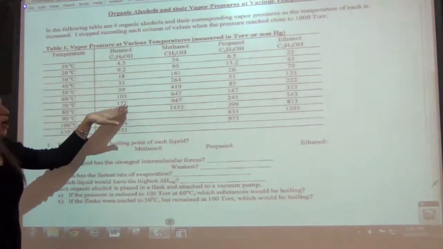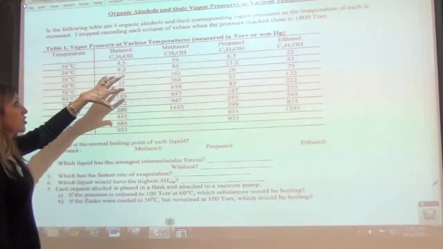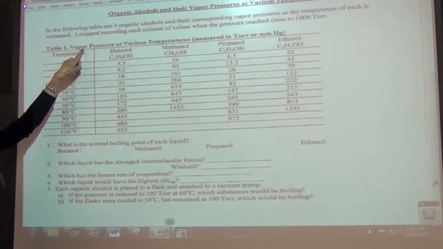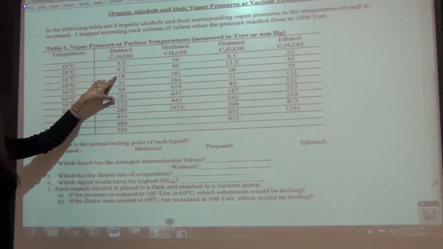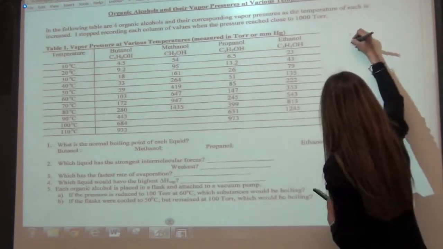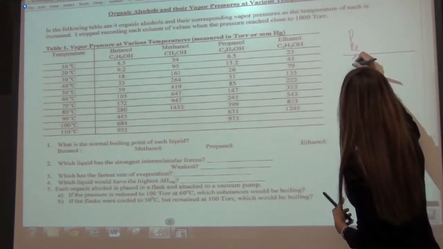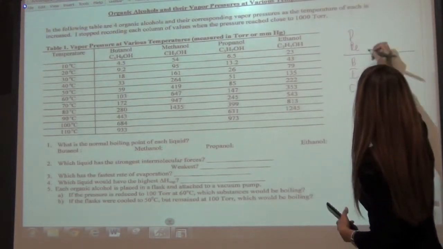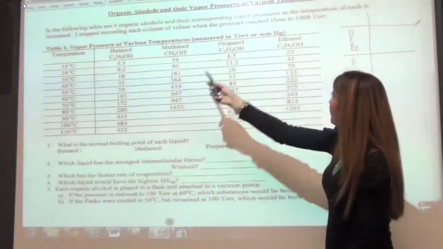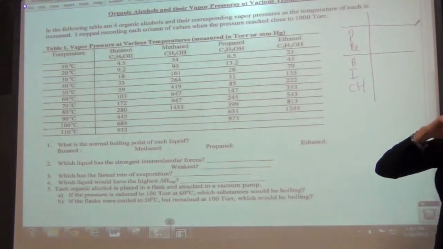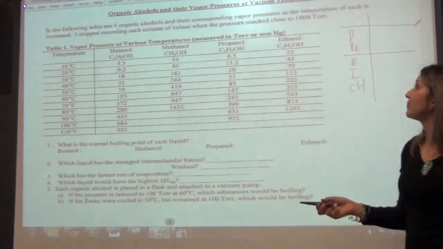And these here are what? Well, it doesn't tell us anywhere in this chart, but it does tell you right there. What are these representing? Vapor pressures. So if you do a PrE BIcH chart, PrE line BICH, then which one of these am I given? Am I given PrE, BI, or CH in this chart?